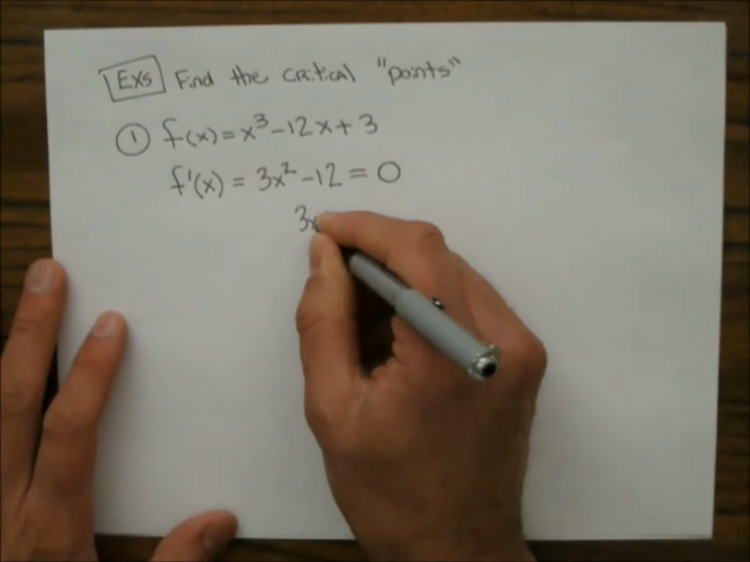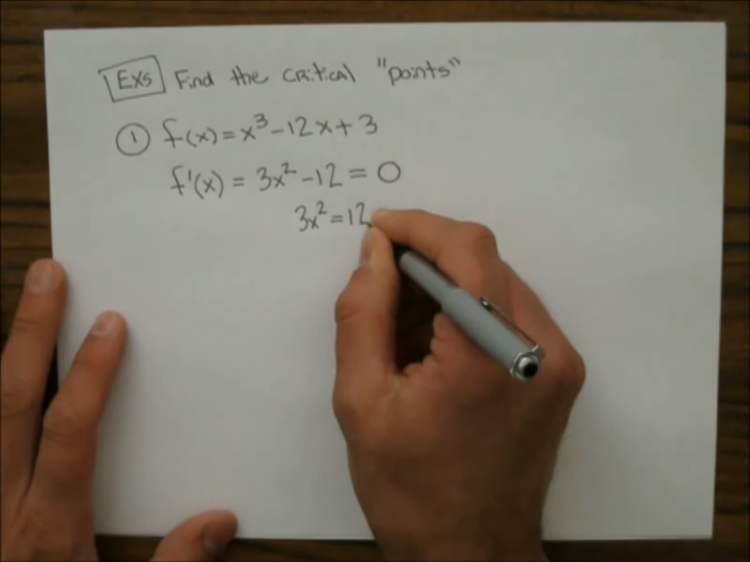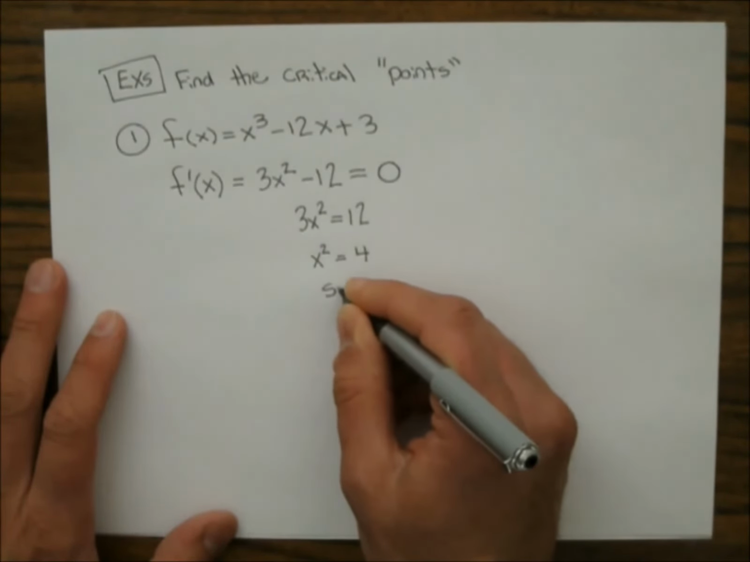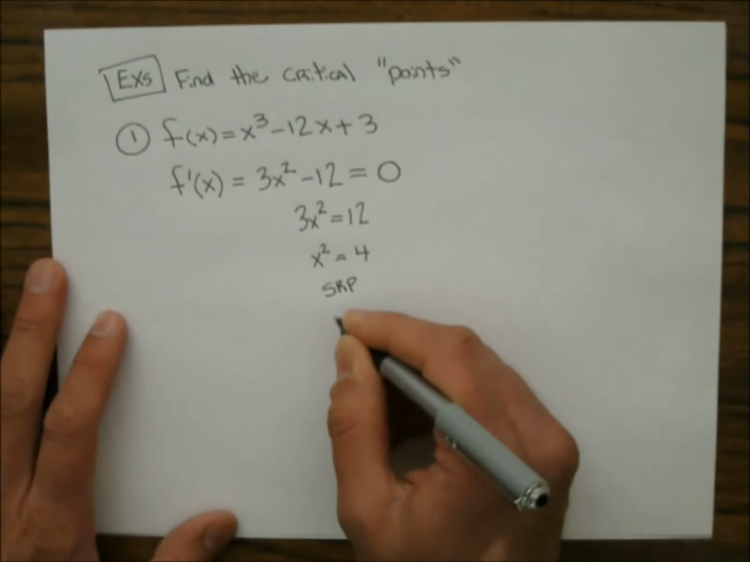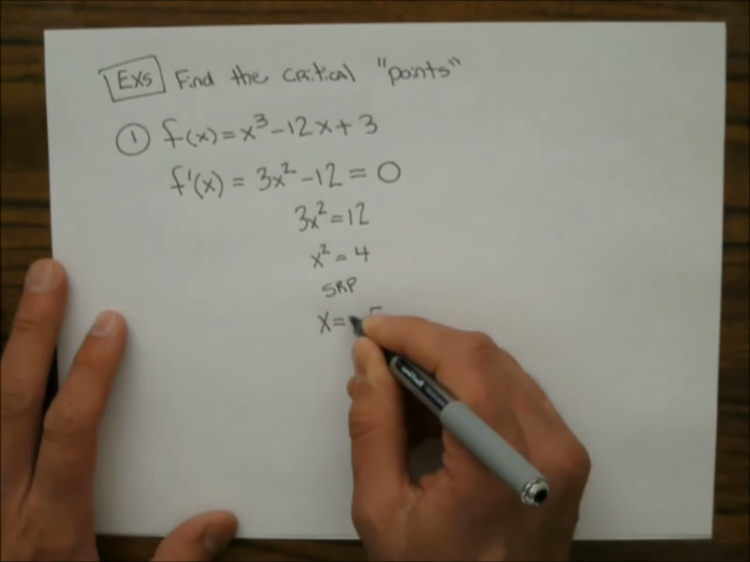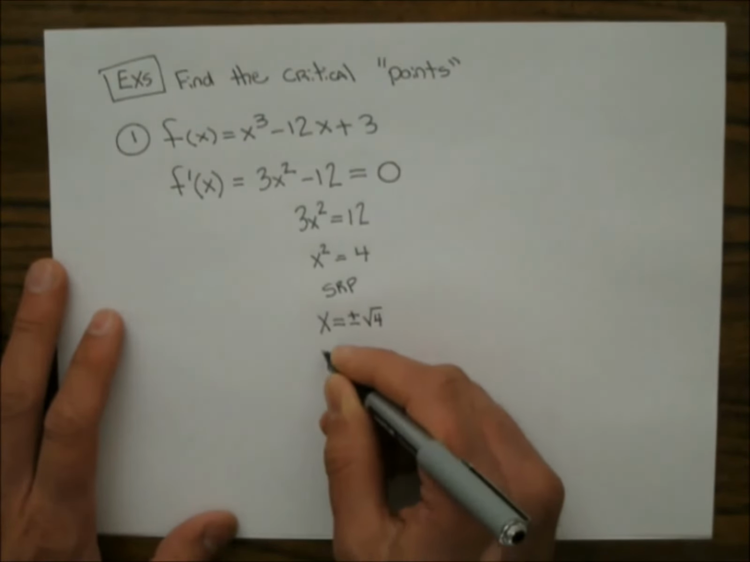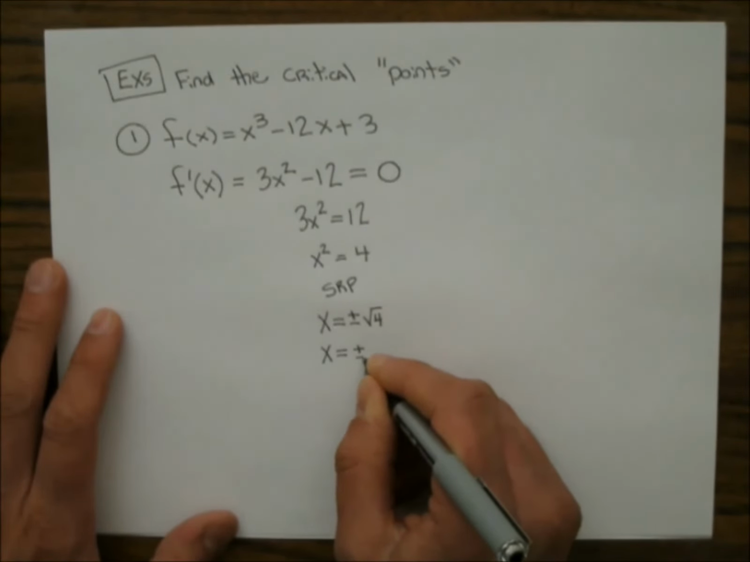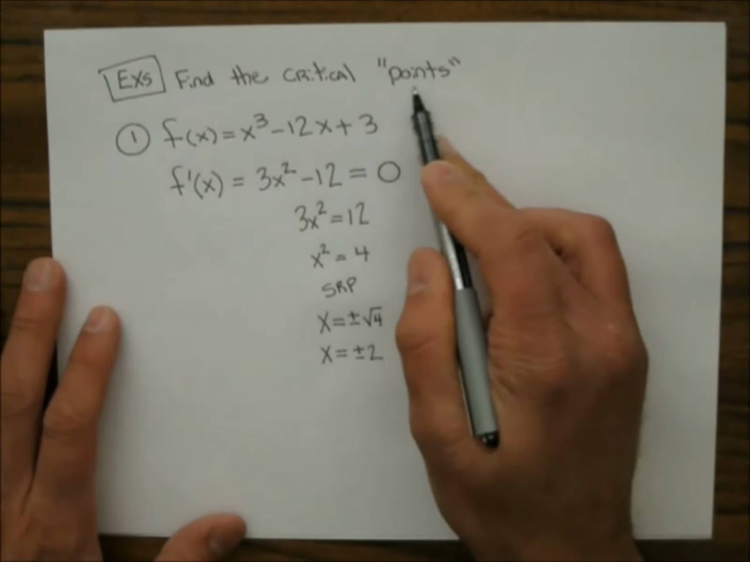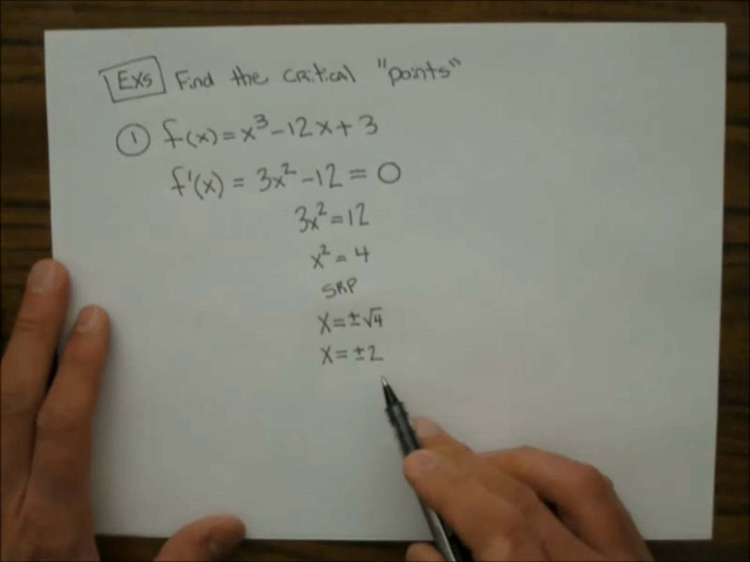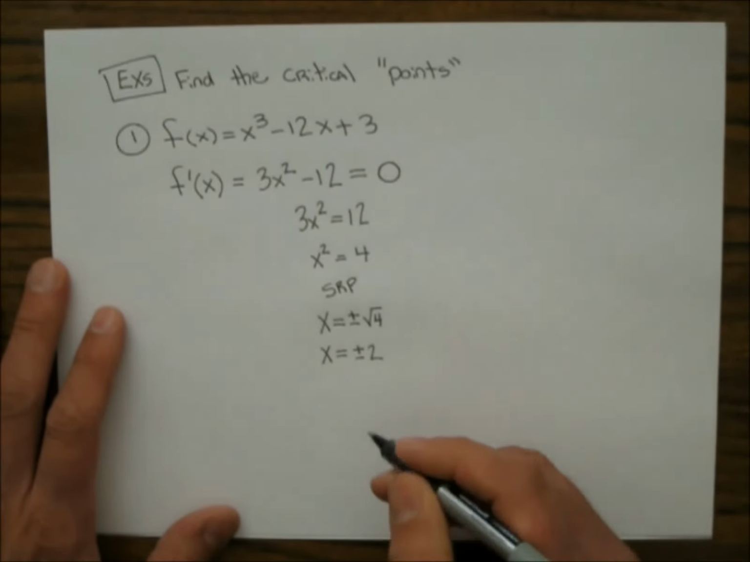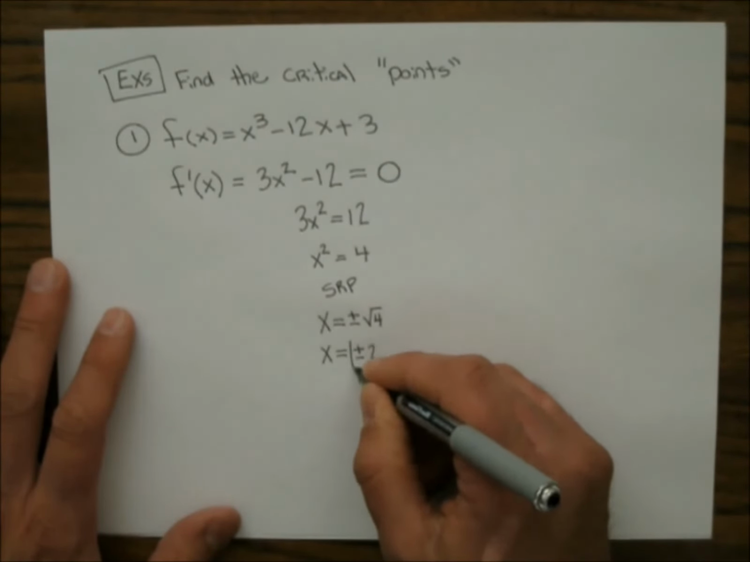So I have 3x squared equals 12. x squared equals 4. There's something called the square root property, where you take the square root on both sides, and the side with the number you put the plus or minus. So this gives me x equals plus or minus 2. My critical points, now look, I have points in quotes because in other textbooks these are really called the critical numbers. But anyway, we'll call them critical points. They happen to be plus or minus 2.